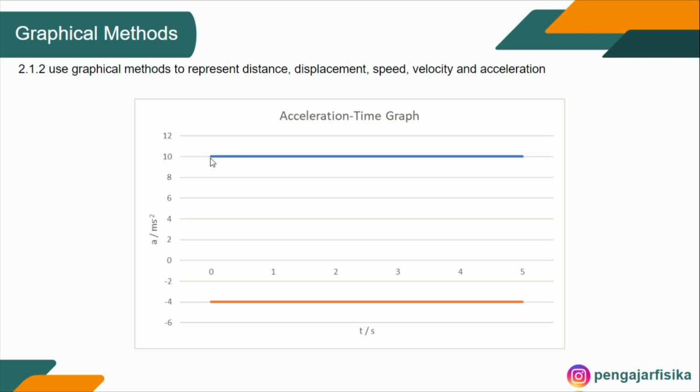It means for this object, the acceleration is +10 meters per second squared. It means that the object is accelerating. Meanwhile, for this graph, it shows that the object has an acceleration of -4 meters per second squared. It means that the object is decelerating at this rate.